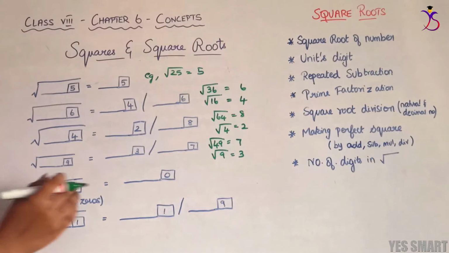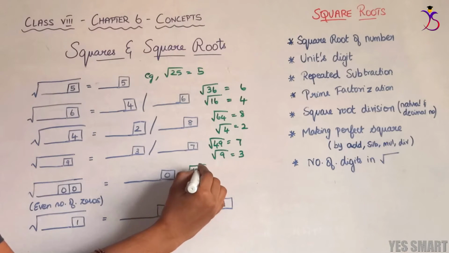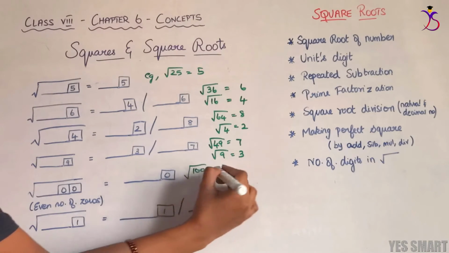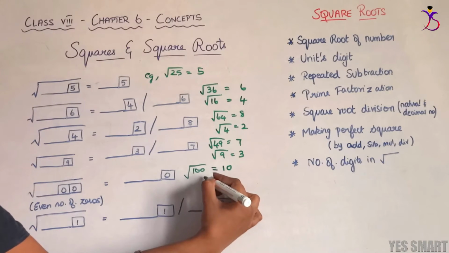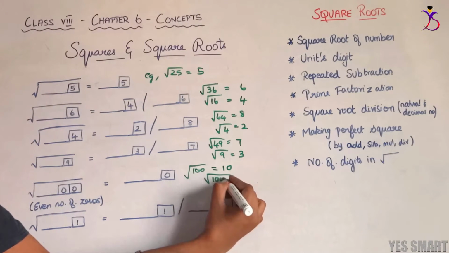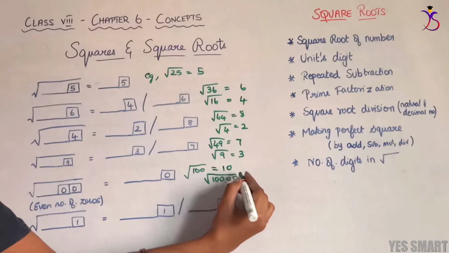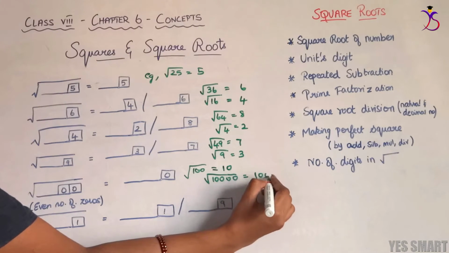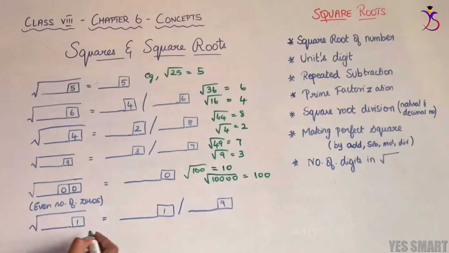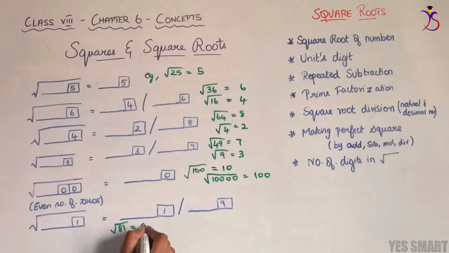And now even number of zeros, right? So I'm just taking 100. Square root of 100 equal to 10. The same way, square root of 10,000 equal to 100. And the last, square root of 81 equal to 9. Square root of 121 equal to 11, which has the unit digit 1 on both sides.